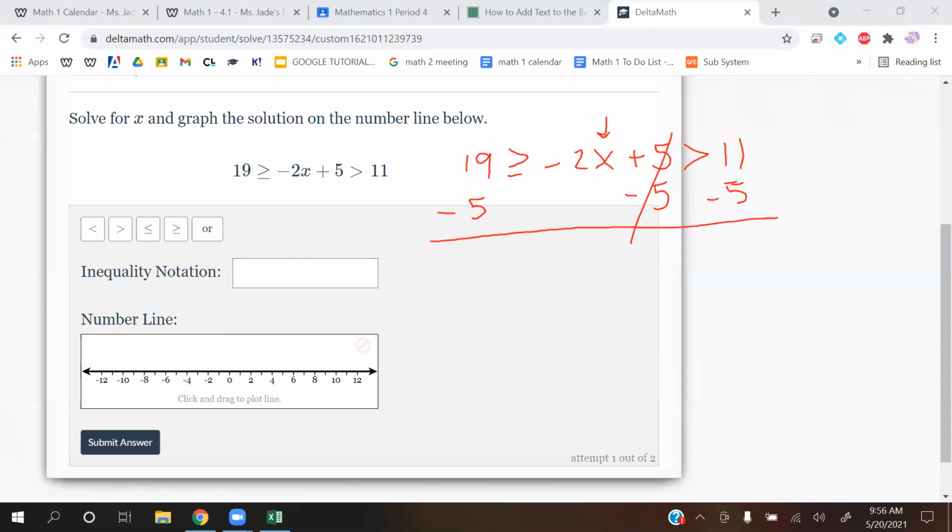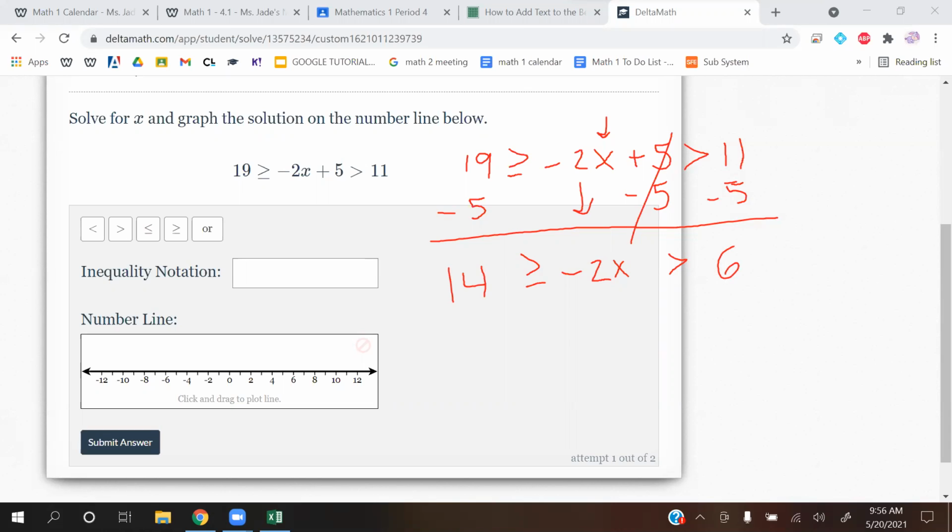This will cancel out. You will have negative 2x left in the middle. The signs just stay the same right now because we didn't multiply or add by a negative. So, sorry, multiply or divide by a negative would flip the signs. But since we just subtracted 5, the signs stay the same. 19 minus 5 is 14. 11 minus 5 is 6. So far, this is what we have. All we did was subtract 5 from all 3 sides.